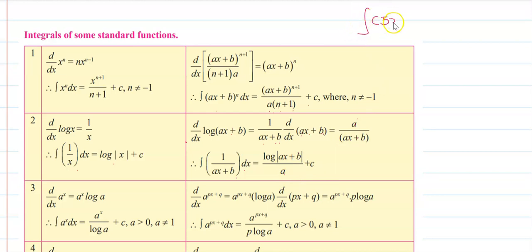For example, I will write one more example here: 1 upon (5x+9). I want to find its integral. Then what about its integral? Its integral is log of mod of 5x plus 9 upon the derivative of 5x plus 9. The derivative of 9 is 0, of 5x is 5, so here it is 5, or upon the coefficient of x, which is 5, plus c, in this way.